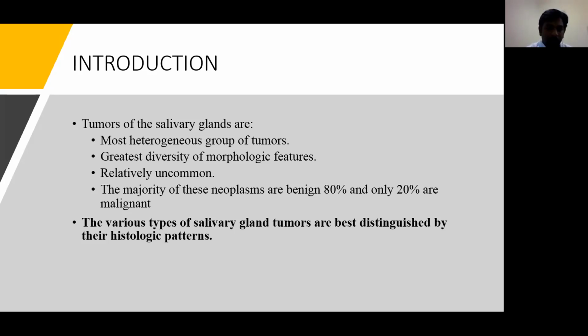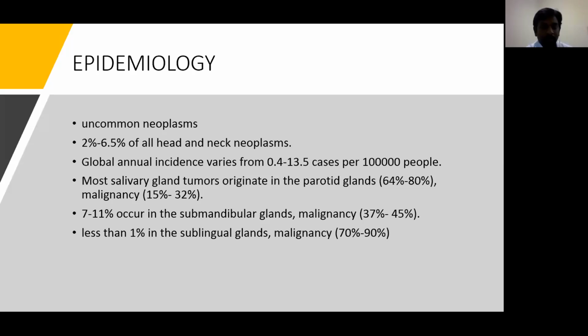Only 20% are malignant. So various types of salivary gland tumors... plays a role because all the tumors look alike. Diagnosis. Okay, so even the all head and neck neoplasms. They originate in the... and other sublingual glands, it is almost less than 1% involvement. But whichever is involved, most of them are going to be in the minor glands.